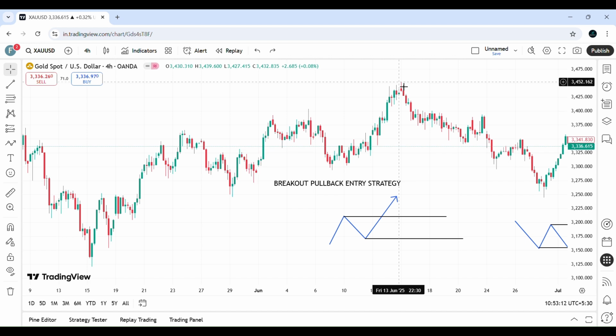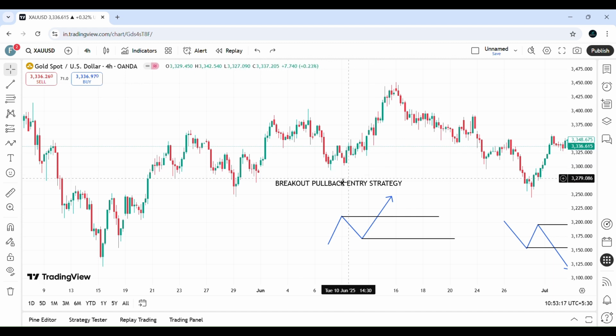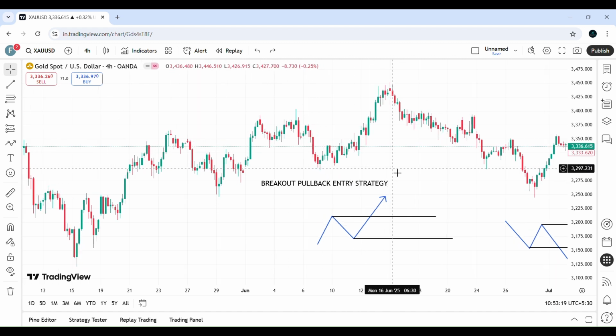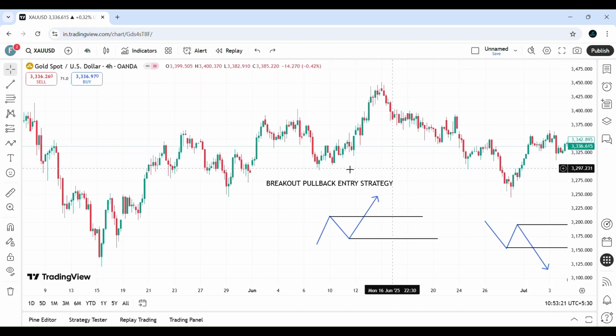Let's keep on drawing for the fun of it. And you could see, let's keep on drawing, right? Let's look for more examples.